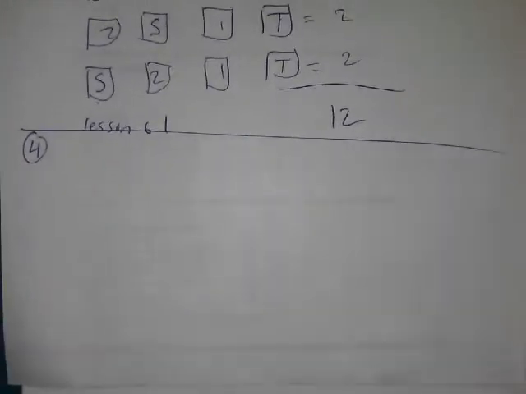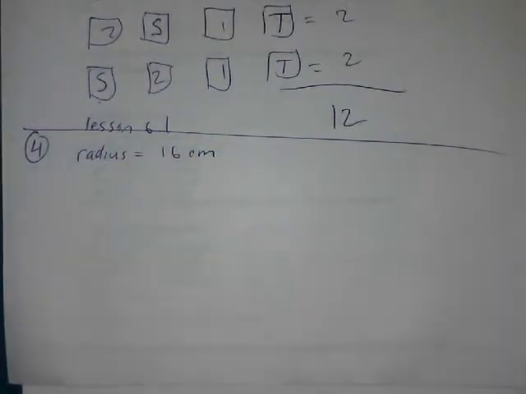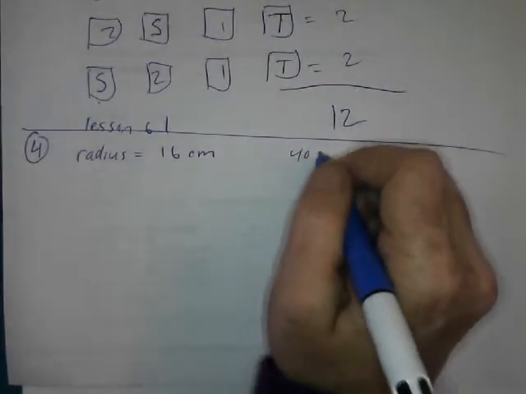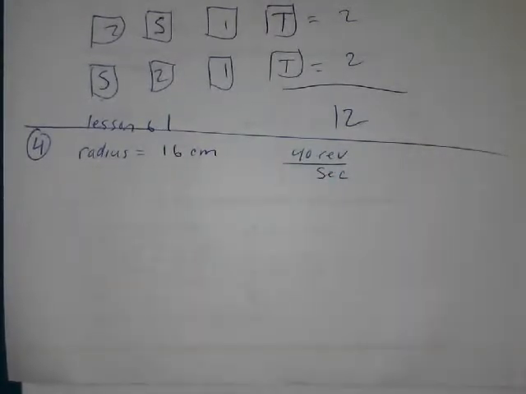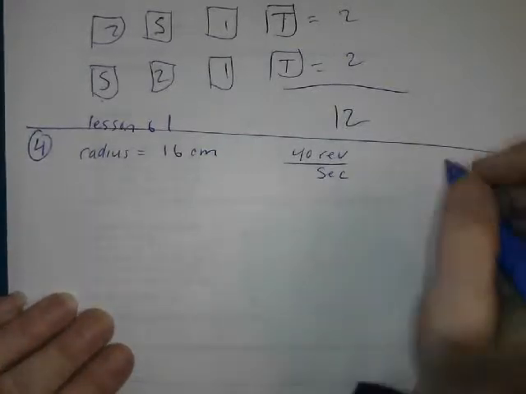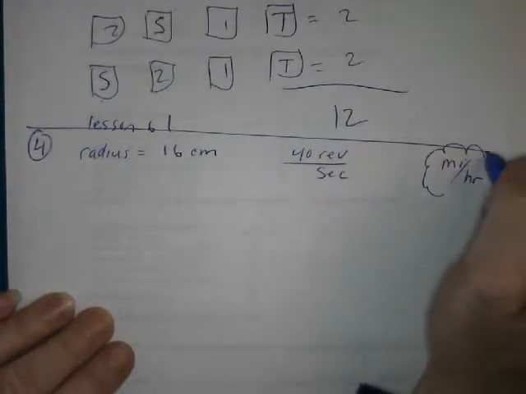Okay, this is lesson 61, number 4, and it says, oh gosh, what does it say? It says a car has wheels that have a radius of 16 centimeters, and the wheels turn at 40 revs per second. What is the speed of the car in miles per hour? So I would like to go to miles per hour. That's where I would like to go.